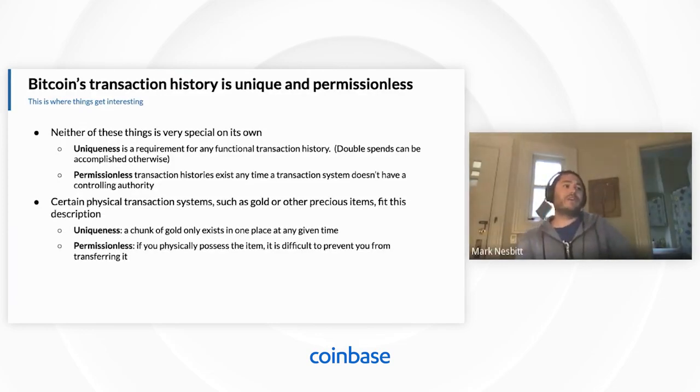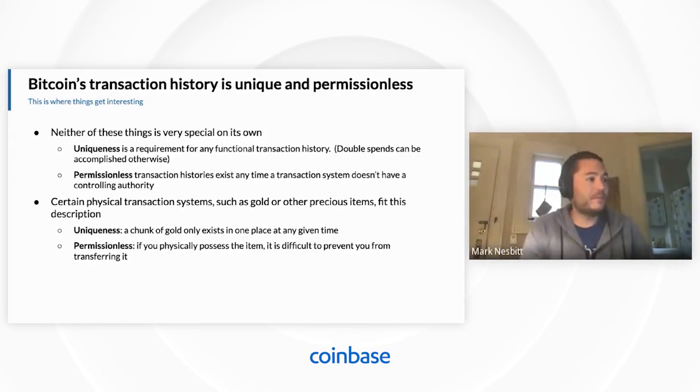Certain physical transaction systems, such as gold, I mentioned cash, or other precious items, can be considered to fit this description as well of being both unique and permissionless. So in the case of gold, let's imagine that a chunk of gold only exists in one place at any given time. So the nature of reality, I guess you could say, enforces the uniqueness of the transaction history that is the ownership of gold.